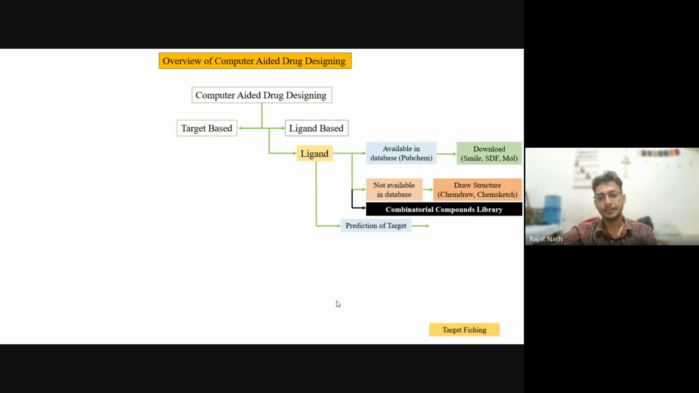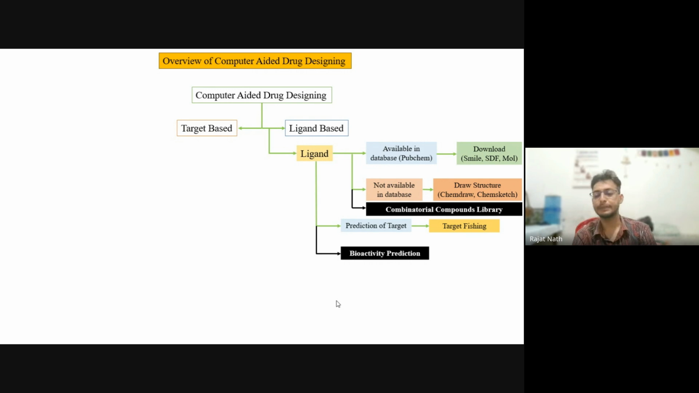Then comes target prediction. It is known as target fishing. By this process, we upload our ligand, and it will predict the probable target proteins, enzymes, or hormones that this ligand can bind with. From the list of targets, we can predict which type of activity this ligand can show, or which type of disease we can target for our further studies. So this is a very important process in ligand-based drug discovery, and it is known as target fishing.